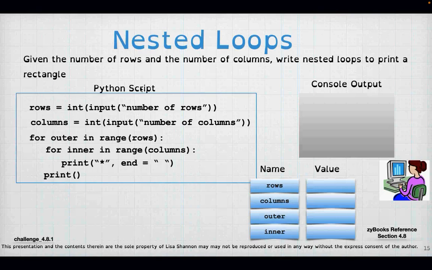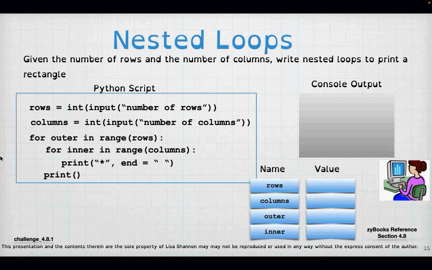Basically, what we're doing is giving a number of rows and a number of columns, with nested loops, to print a rectangle. In this case, I have 2 inputs before my for loop. I want the number of rows and the number of columns because I'm going to print a rectangle. And then I have 2 loops: an outer for in range rows and an inner for in range columns.